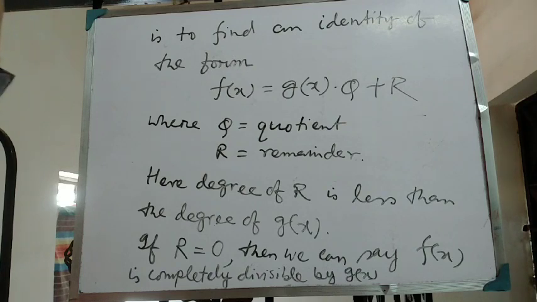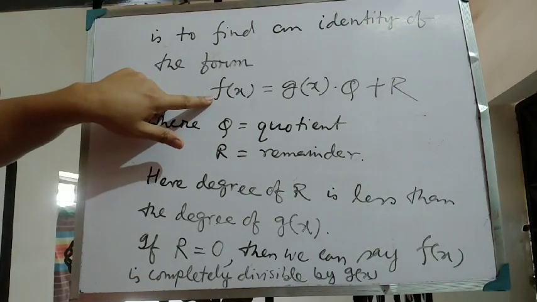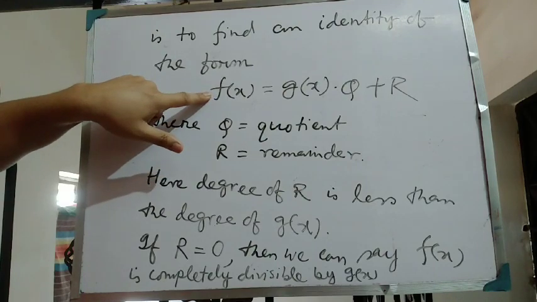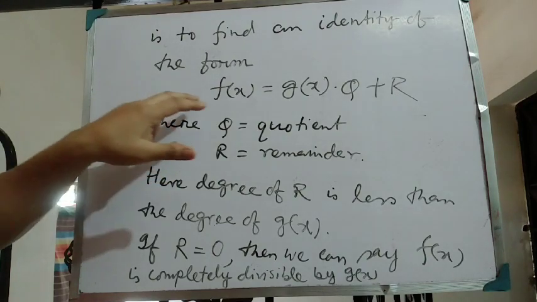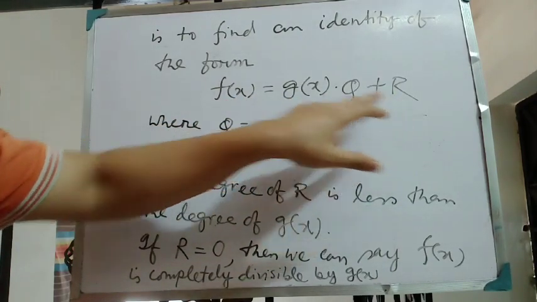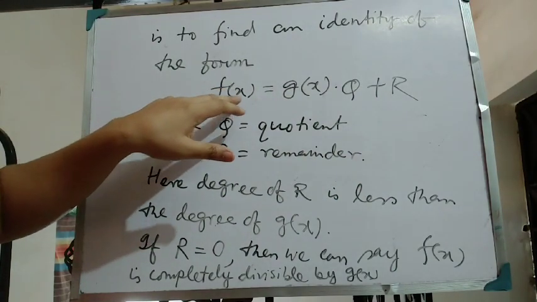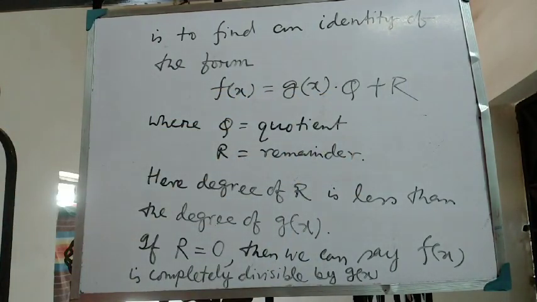You cannot say in general that the division of two polynomials is always possible, provided the divisor must be a non-zero polynomial. And when a polynomial is divided by another polynomial, the degree of that polynomial must be higher than or equal to the degree of g(x). Then we can always find an identity of this type, which is nothing but dividend is equal to divisor into quotient plus remainder.